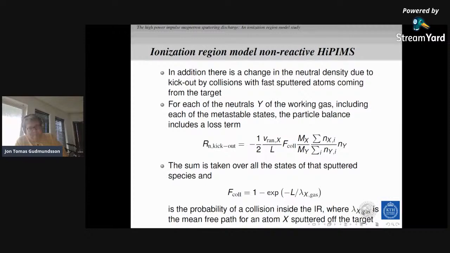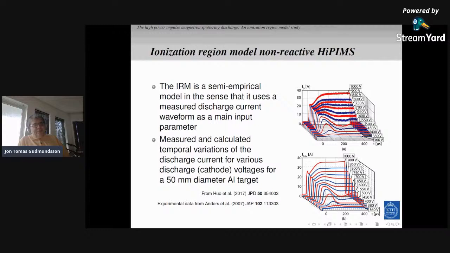So then we can look at the results of the model and how we do this. The IRM is basically a semi-empirical model in the sense that it uses a measured discharge current waveform and a measured voltage waveform as the main input parameters. So we feed it with the current and the voltage, and the model is used to reproduce these waveforms. Here we see an example of this. The top figure shows the measured values of the current for different voltages in a HiPIMS discharge, and the lower curve shows the model results.